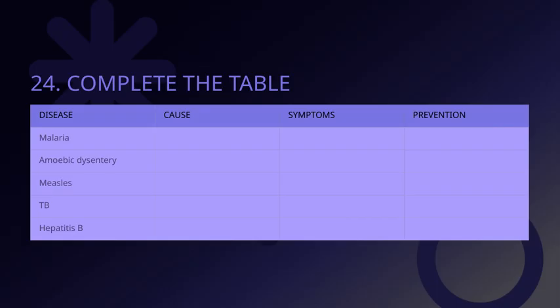So, in summary, understanding the causes helps us know how these diseases spread. Recognizing symptoms allows for early detection, and prevention strategies are crucial to reducing their impact. This table really ties into the overall theme of how we can protect ourselves and our communities from infectious diseases.